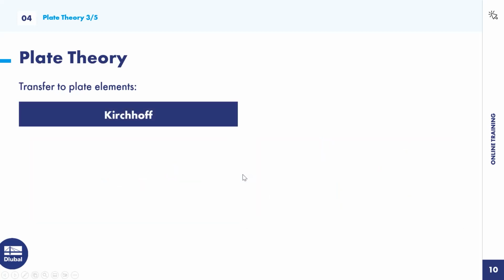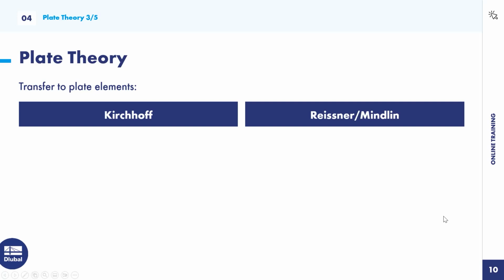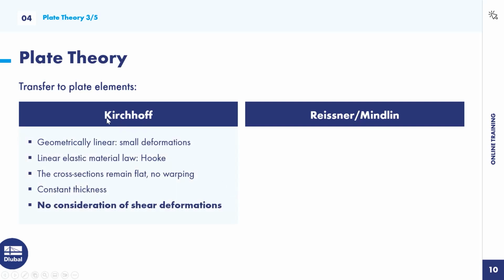Okay, let's adapt this to our plate theories. There's just different naming and a bit more, but mainly it's different naming. We have the Kirchhoff plate theory, and we have the Reissner-Mindlin plate theory. The Kirchhoff plate theory is more equal to the Bernoulli. It has geometrically linear and small deformations. We have a linear elastic material law, the Hooke law. The cross sections remain flat and we don't have any warping inside these slabs. We have a constant thickness and no consideration of shear deformations, like for the Bernoulli.